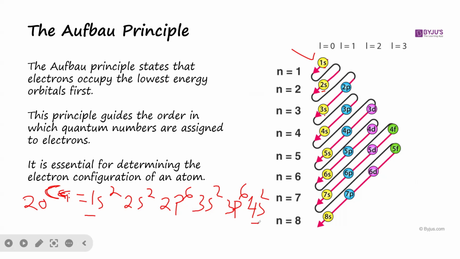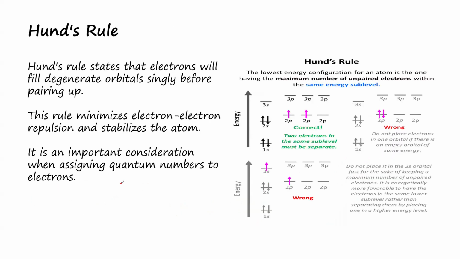So the principle guides the order in which quantum numbers are assigned to electrons, and it is essential for determining the electronic configuration of an atom. Then the next rule: we have talked about the Aufbau principle and the Pauli exclusion principle. The next thing now is Hund's rule of maximum multiplicity. Hund's rule of maximum multiplicity.